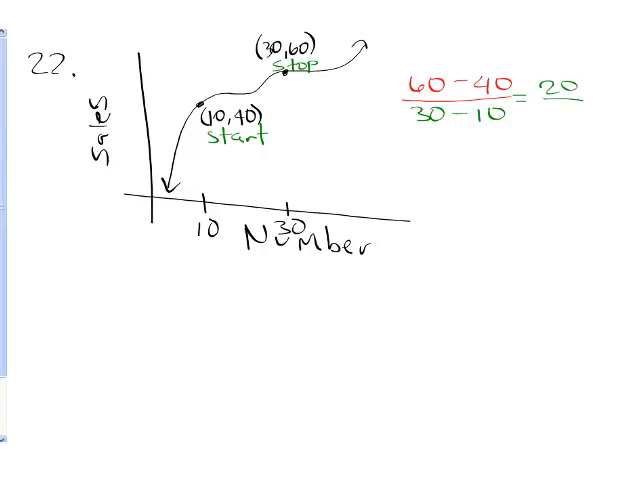This ends up being 20 over 20. So your average rate of change between those 2 points is just 1. And that's it.